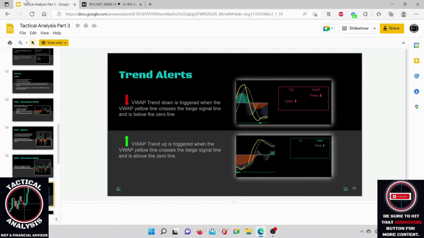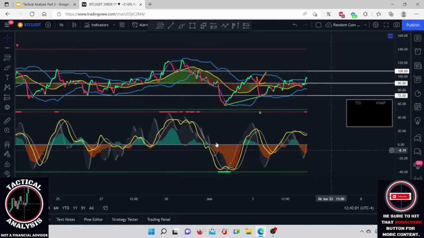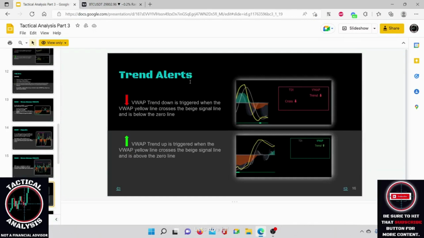The VWAP trend down is triggered when the VWAP, which is the yellow line, crosses the beige signal line and is below the 0 line, okay? Like this, right? Here's your 0 line. It has crossed over the beige line and it is below the 0 line. That's where you will get your VWAP trend down signal, okay, which is in the same box as the TDI signal, okay? The VWAP trend up, in opposite, is triggered when the VWAP yellow line crosses the beige signal line and is above the 0 line, okay? Above and below, red and green, okay?